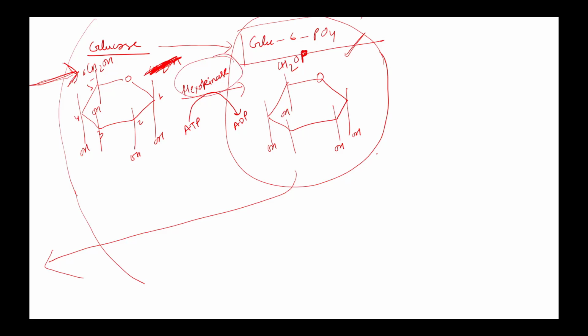This hexokinase enzyme is present in all our cells, all of our bodies. There is one isomer of this particular enzyme, that is glucokinase.